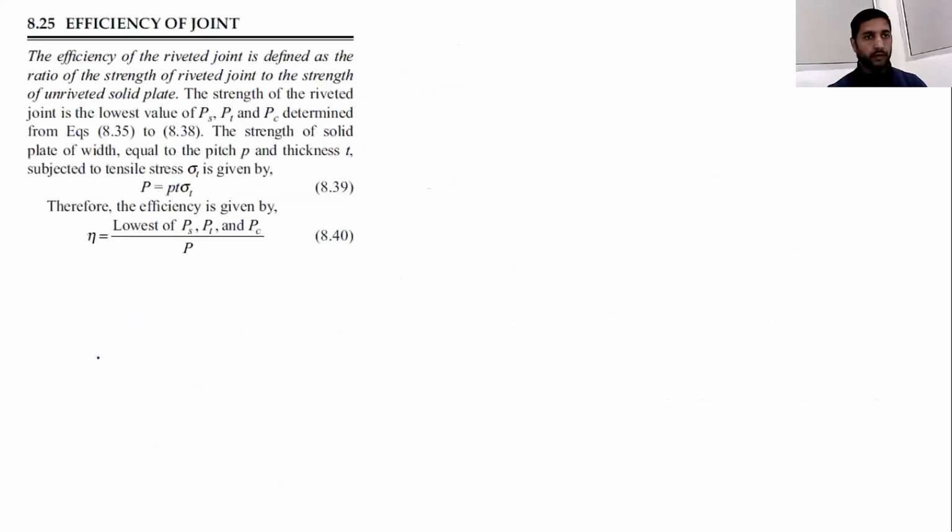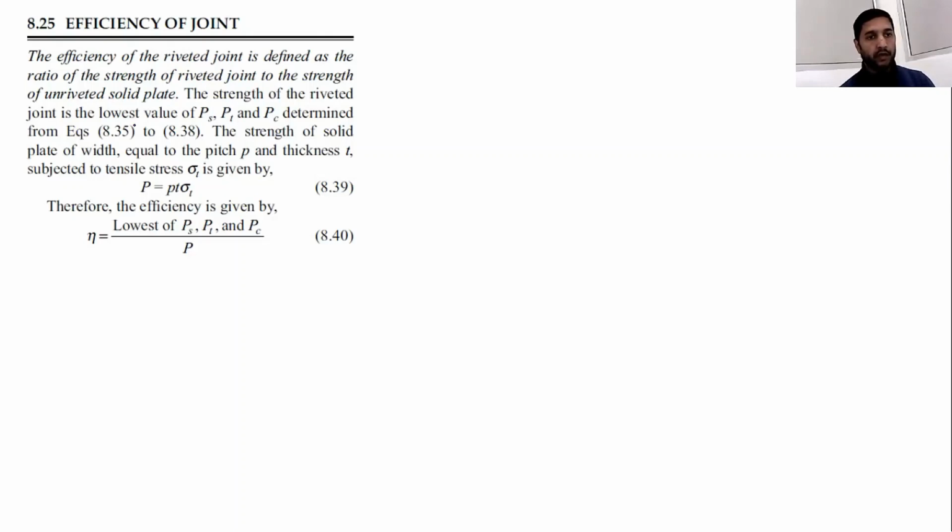So next we have efficiency of joint. Efficiency of riveted joint is defined as the ratio of the strength of the riveted joint to the strength of the unriveted solid plate. So this is how we will find out the efficiency of the riveted joint. So the formula for efficiency is that lowest value of Ps, Pt, and Pc. As you know, after making the riveted joint, we have to calculate the strength of that riveted joint, and we have three strength equations. Okay, and out of those three strength equations, whichever is the lowest value, take that value and divide that value with strength of solid plate, that is not riveted, that is unriveted solid plate.